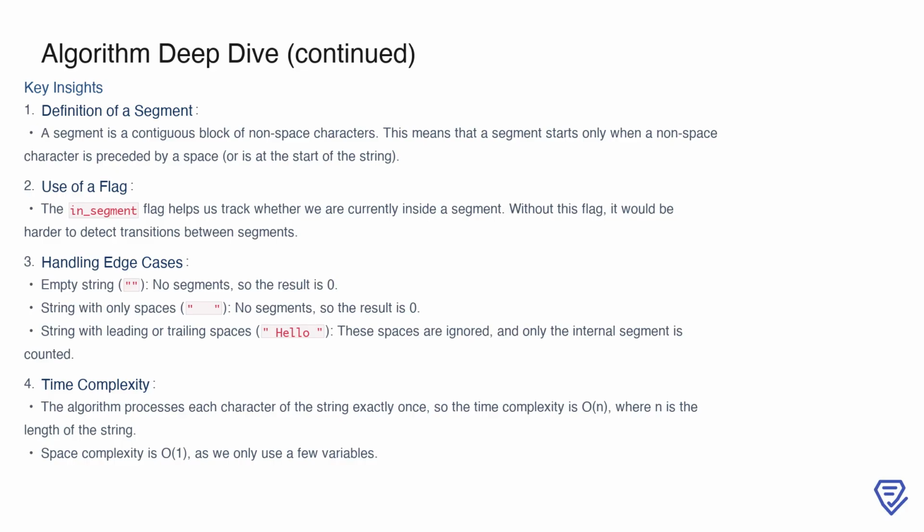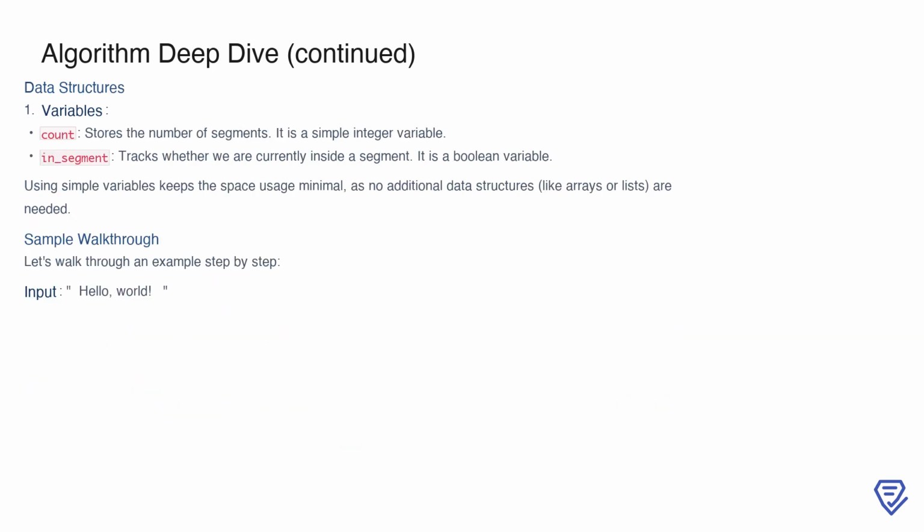The time complexity of this algorithm is O(n), as we process each character exactly once, while the space complexity is O(1), since we only use a few variables. In terms of data structures, this approach relies on two simple variables, count and in_segment. The count variable keeps track of the total number of segments, while the in_segment flag indicates whether we are currently inside a segment. This simplicity ensures minimal space usage, as no additional data structures like arrays or lists are required.